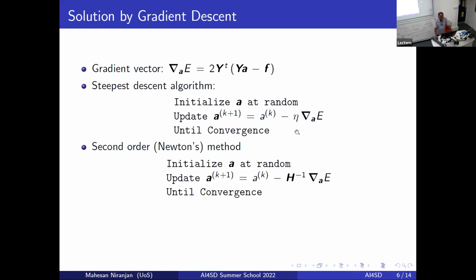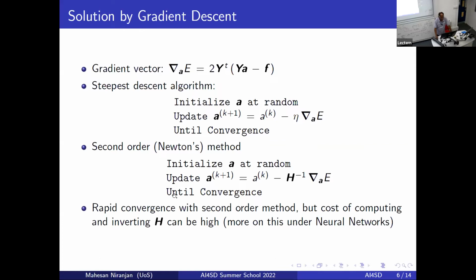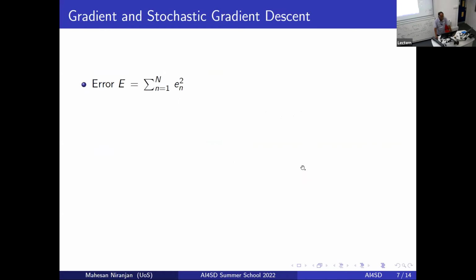So there are many practical algorithms that fall in between the two. We'll touch on some of them in a minute. Yeah, so rapid convergence with second order methods, but the cost of computing and inverting can be high, and we'll see that later. The other is an important distinction between what we do as gradient descent and the topic of stochastic gradient descent. So gradient descent, as we saw, was to say, take the error, differentiate it, and then use the gradient to iteratively improve.